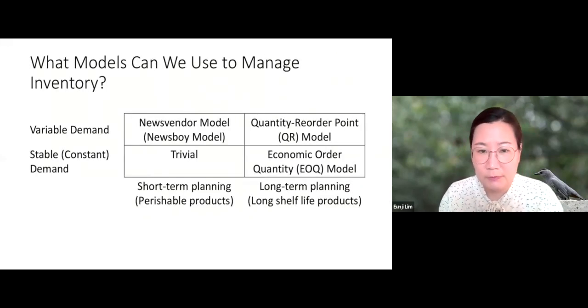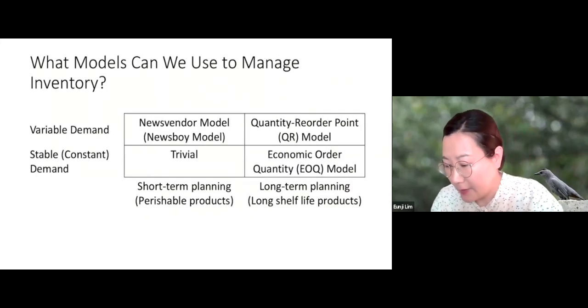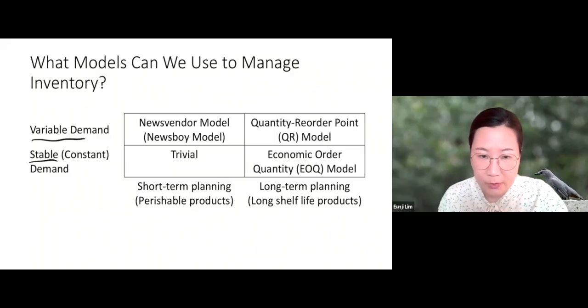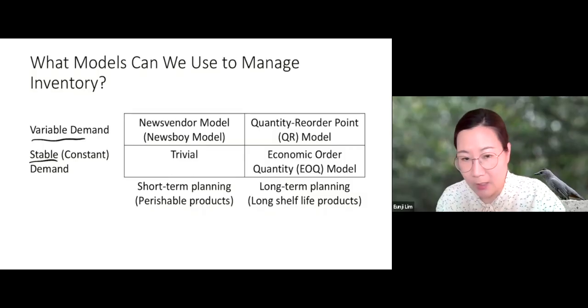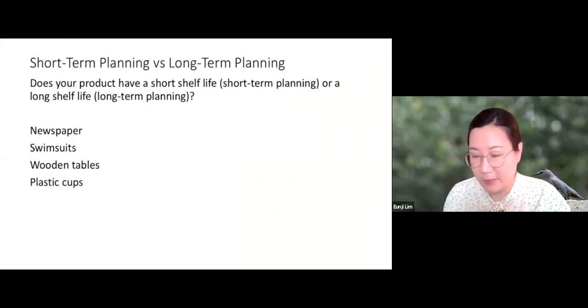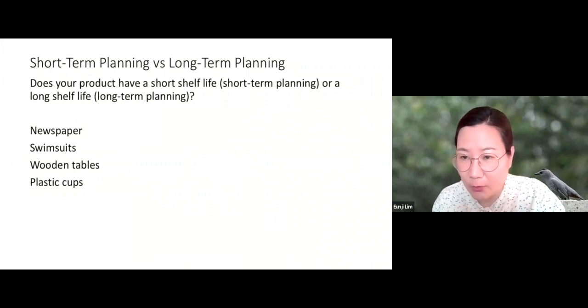So now we can classify inventory models according to whether demand is variable or stable. And we can also classify them according to whether we need short-term planning or long-term planning. So when do we need short-term planning and when do we need long-term planning? We need short-term planning when we have perishable products. Perishable products are the ones with very short shelf life.